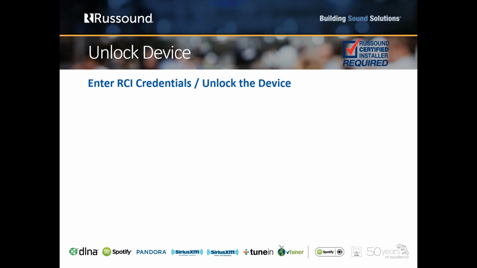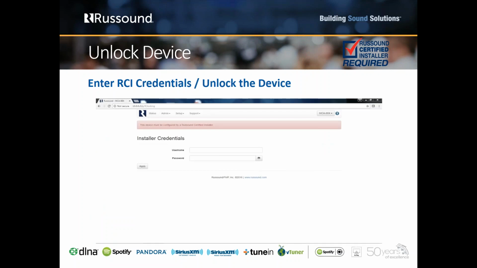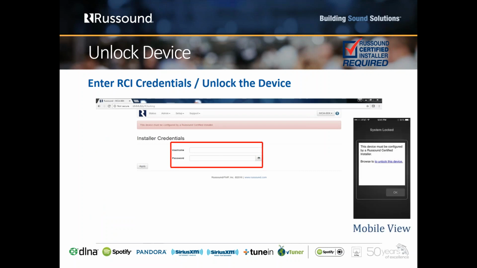Now, how do you go in and unlock this thing? All right, well, you got to go in and enter your RCI credentials, right? And you got a page here that shows you how to go in and put in your username and password. How the heck do I get there? Well, if I'm on my handheld device, once I get my IP address and enter it into the browser, I'm going to see this right here saying, hey, this thing's locked. It has to be configured by a Russound certified installer. And it's got a link for me to hit. And now that'll take me right to this page so I can put in my username and password.